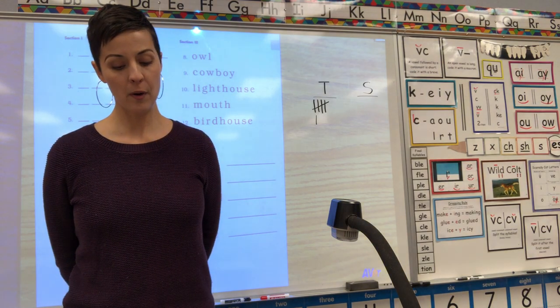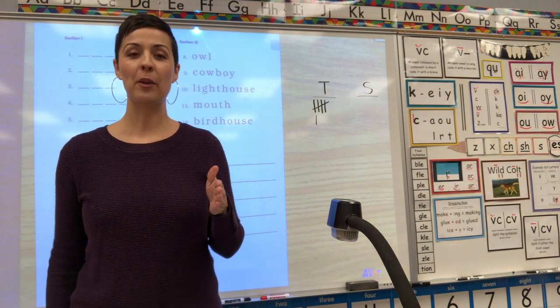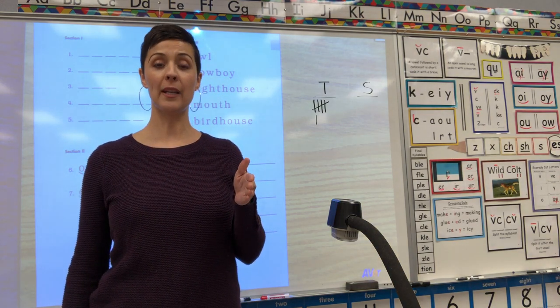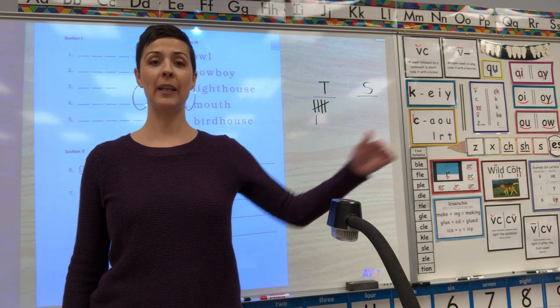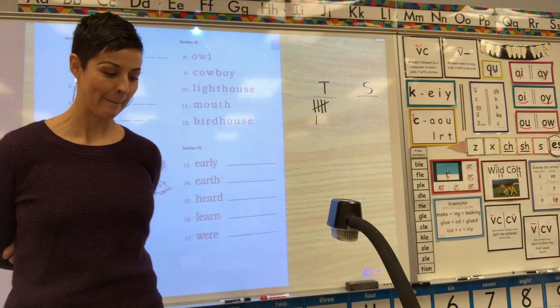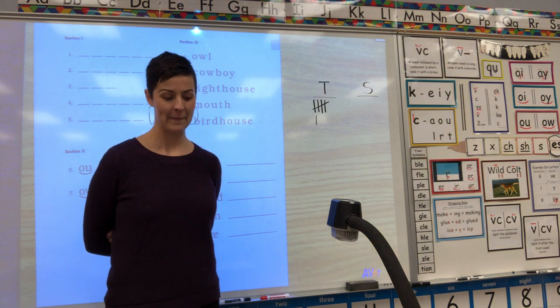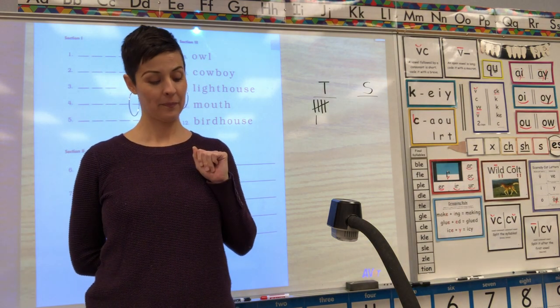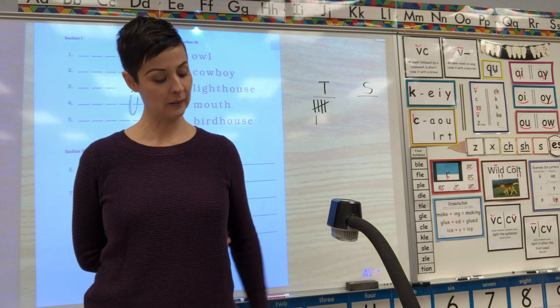Okay, number four, choppers out. Tell me the root word and suffix in hoping. Root word suffix hoping is hope-ing. Root word is hope. Add your suffix, make it say hope-ing.